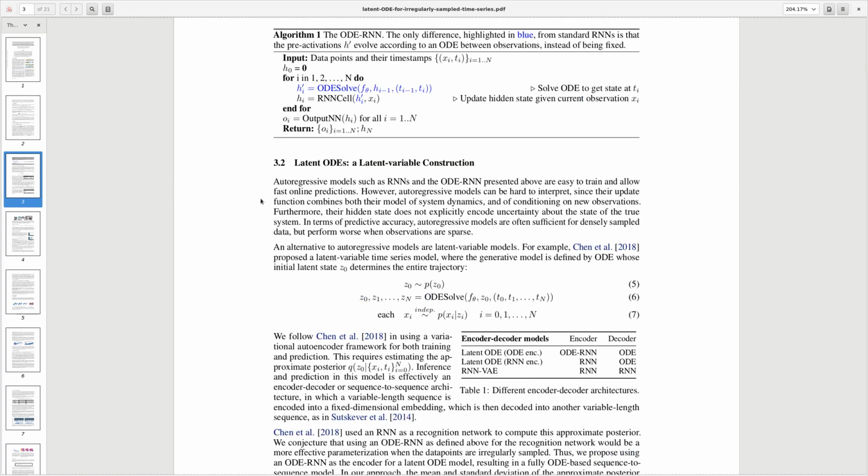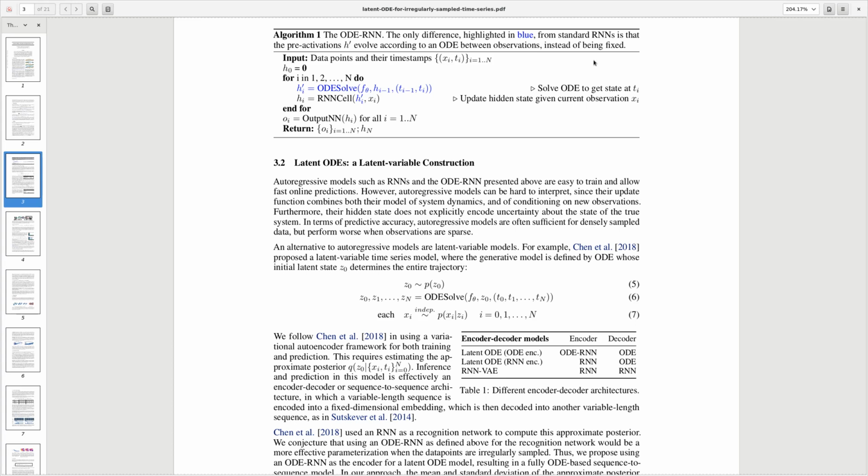Okay, Algorithm 1, ODE-RNN. The only difference, highlighted in blue, from standard RNNs is that the pre-activation hidden state evolves according to an ODE between the observations instead of being fixed. Alright, so that's the main idea, this ODE. Once more, this ODE-RNN is the same as an RNN except the pre-activation hidden state evolves according to an ODE between the observations instead of being fixed.